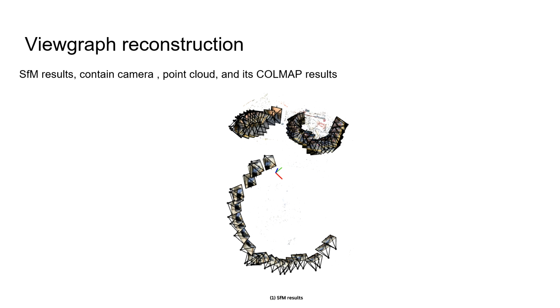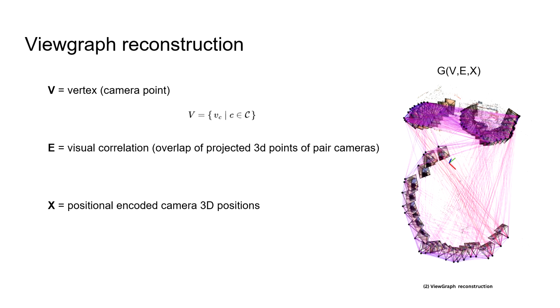First, we take the SfM output, which includes camera poses and a sparse point cloud, to construct a view graph. We construct a graph G = (V, E, X), where V are camera points, E are edges encoding pairwise visual correlation between cameras, and X are the node features given by the positional encoding of each camera's 3D positions. For each camera pair ij, we project their observed 3D points and define the edge weight as the size of the overlap. We use this value directly as w_ij.